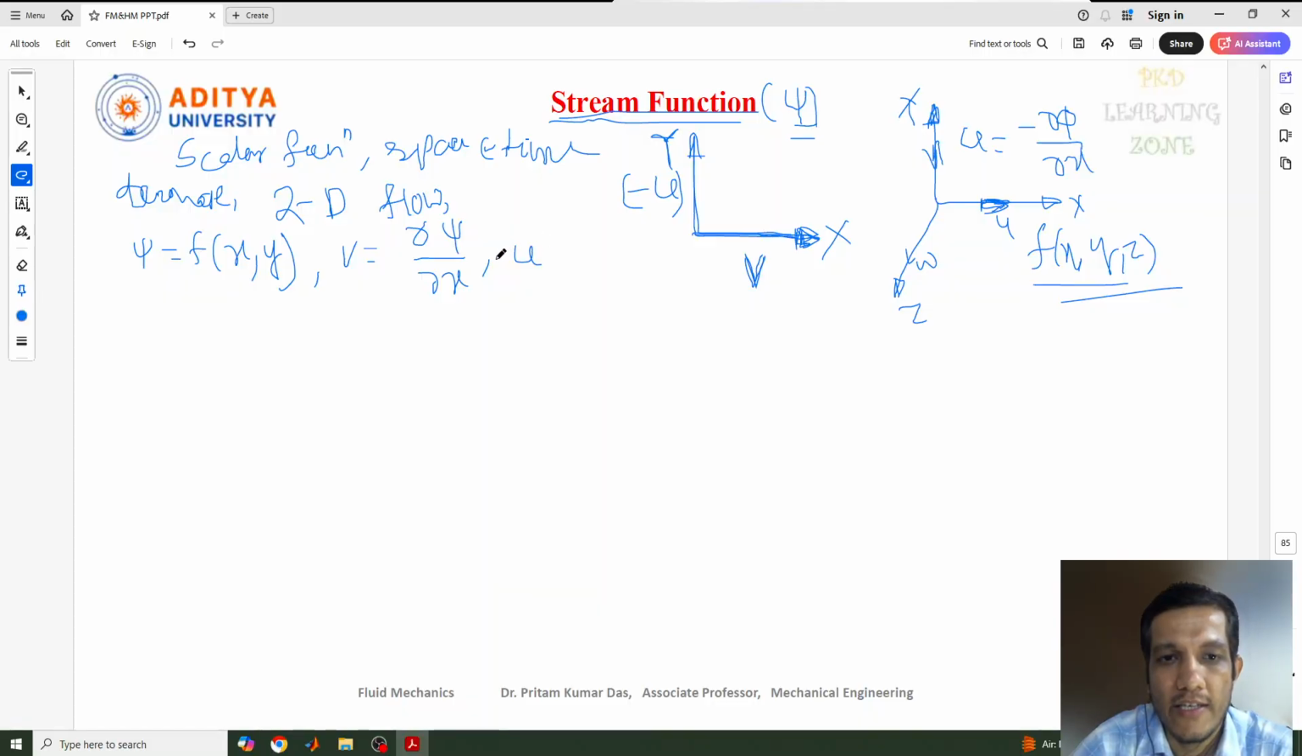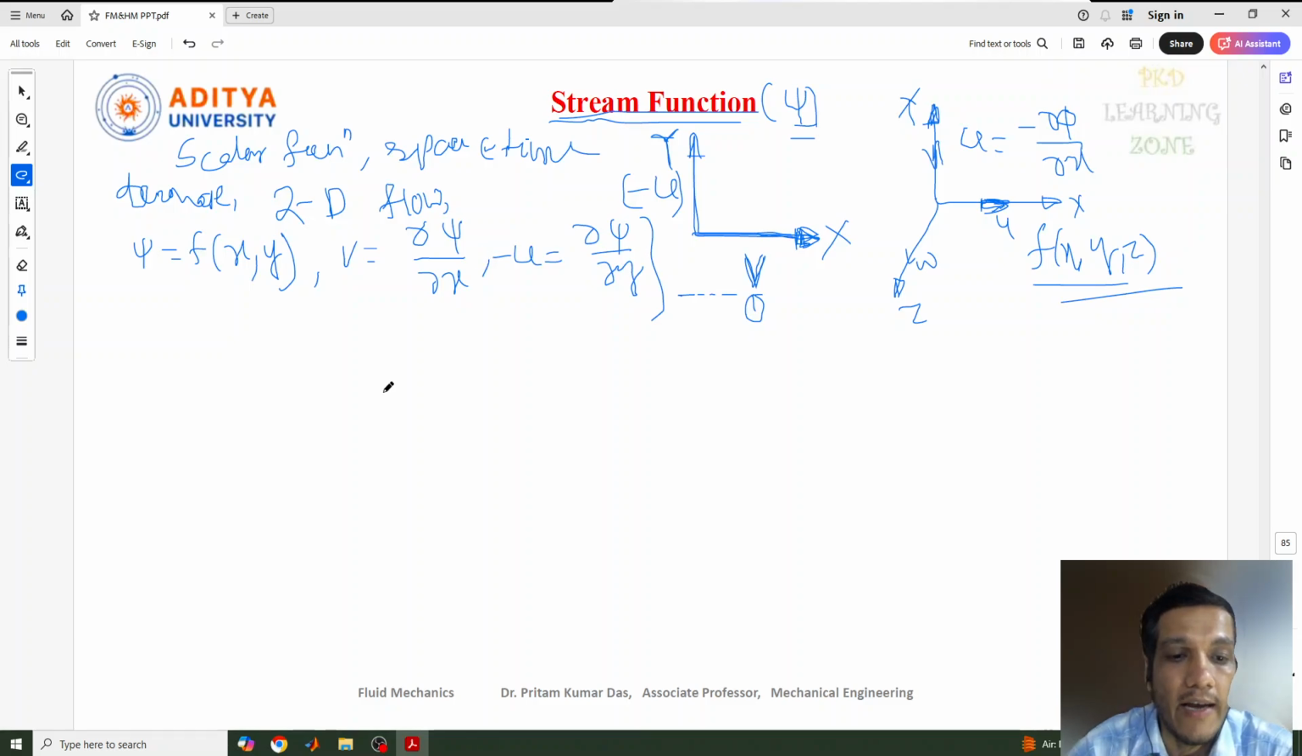Now that will be considered as minus u, or you can write u equal to minus del phi by del y, or I can write minus u equal to del phi by del y. So these two things we can mention as equation 1. Keep it as equation 1 so that it will be applicable in the future equations.